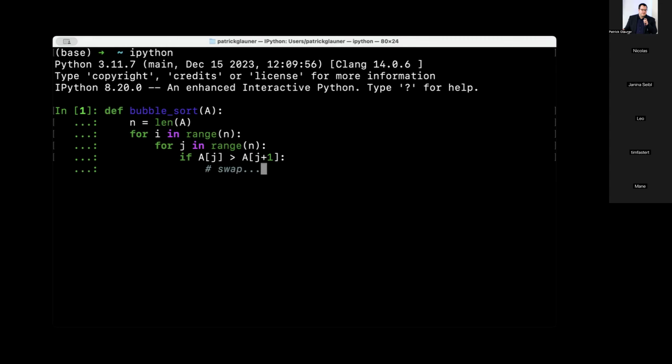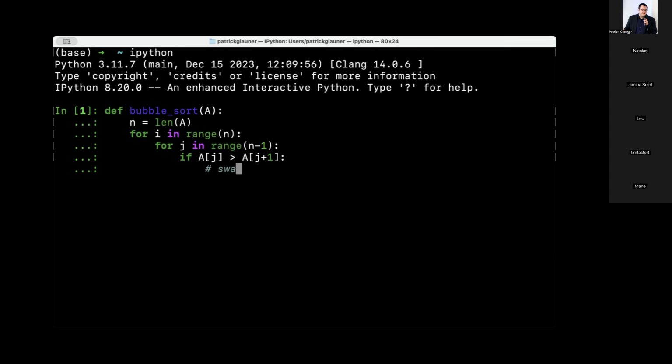Now, this will lead to a runtime error because j plus 1 on the last possible index will lead to an invalid index. So I need to put in n minus 1 in here, because then j plus 1 will be valid for the last index I get from the range. If I put this away, you can run it, it will not work.